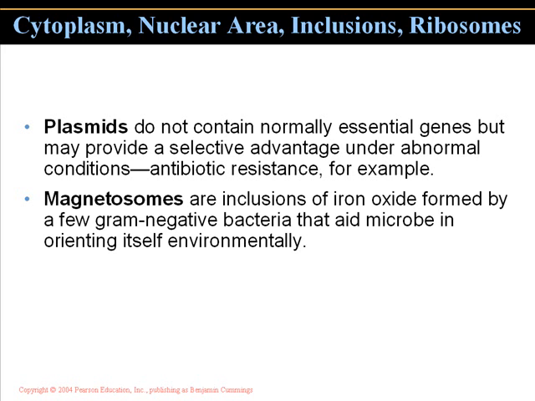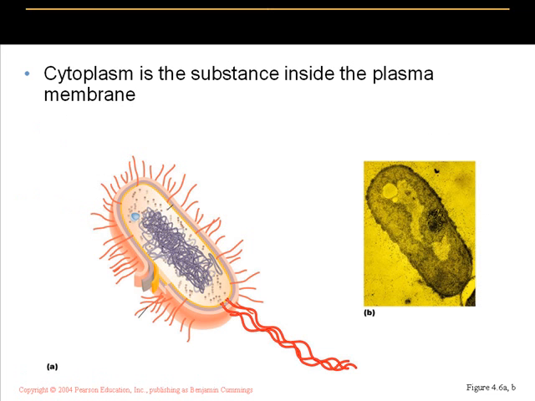Plasmids do not contain normal essential genes, but may provide a selective advantage under abnormal conditions, antibiotic resistance for example. Magnetosomes are inclusions of iron oxide formed by a few gram negative bacteria that aid microbes in orienting themselves environmentally. The cytoplasm, just in review, is the substances inside the plasma membrane.